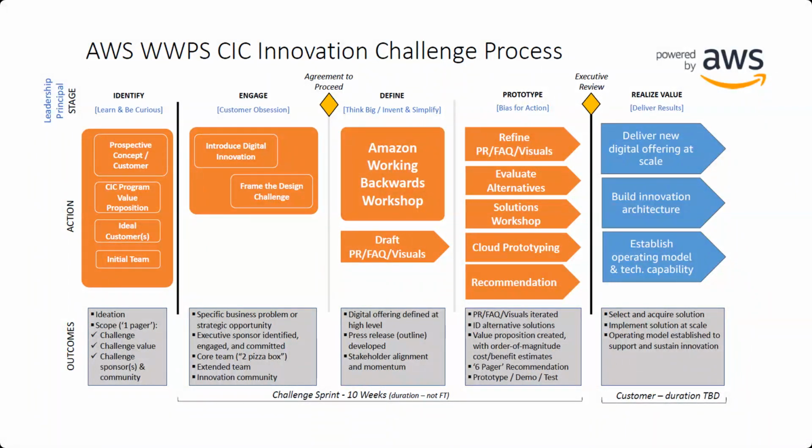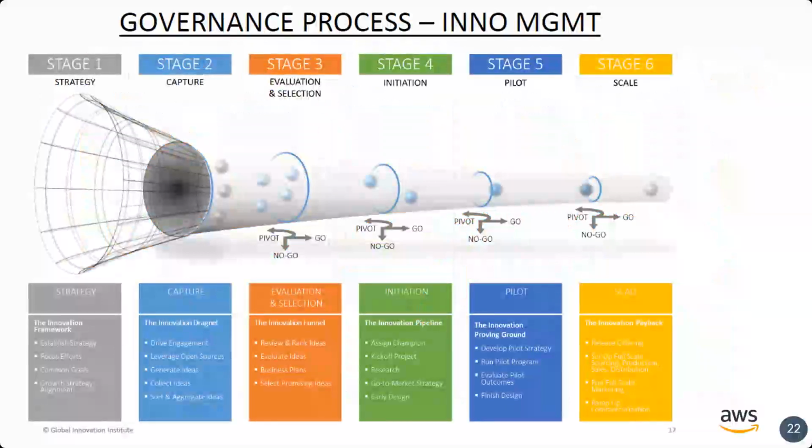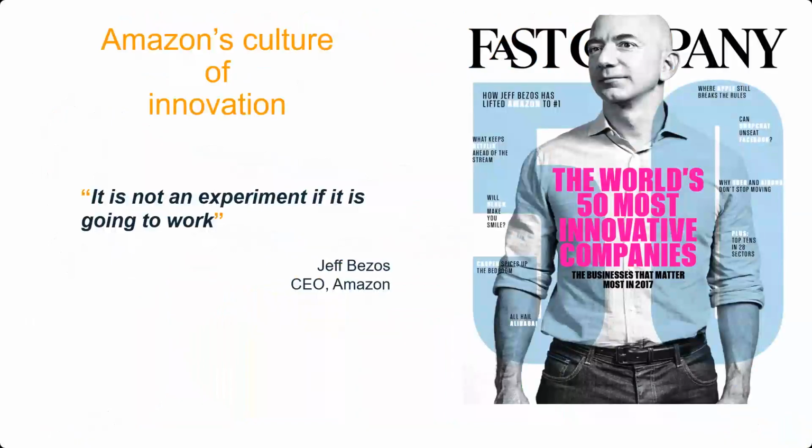Then we go to prototype. And once we do the prototyping, I'm going to show some examples of prototypes that we've done. Then we realize the value. This is from the Global Institute of Innovation also. This is the design thinking from the innovation, let's say, governance. As you can see, 6 stages: the strategy, the capture, the evaluation, initiation, then piloting and scaling. And this is something we've also done.